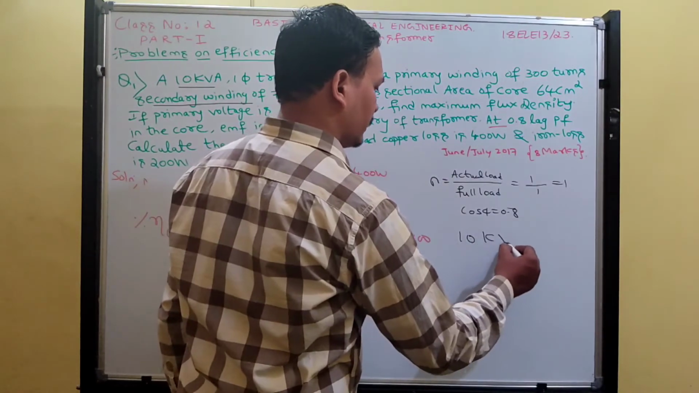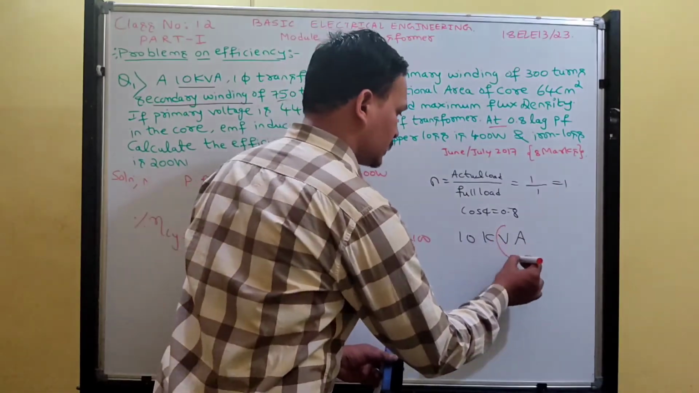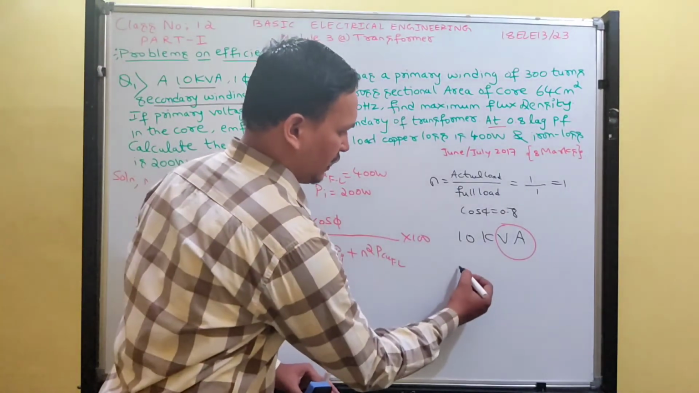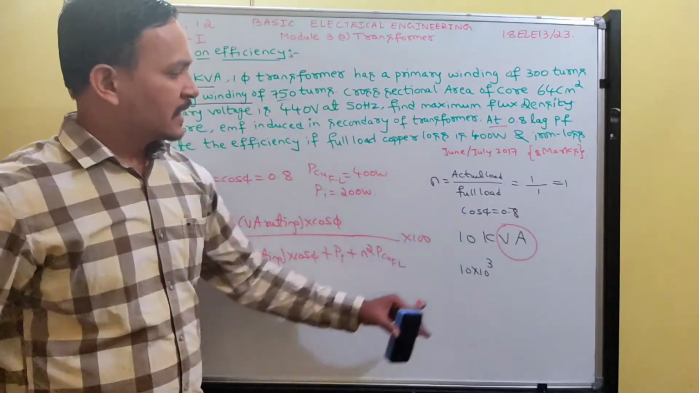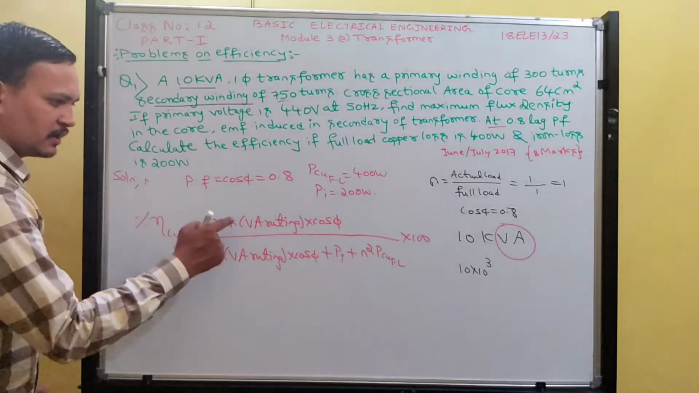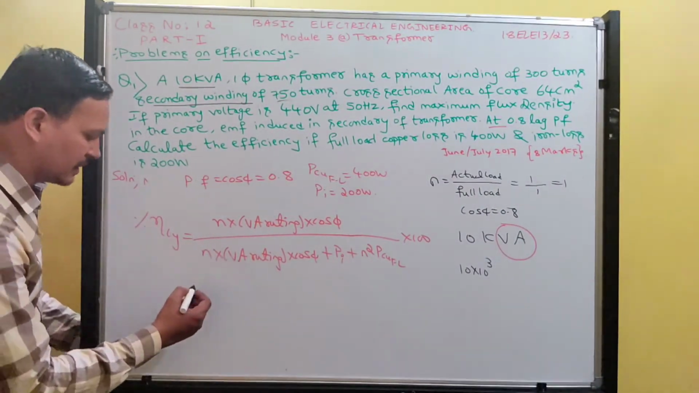10 kVA. Okay, 10 kVA. But this is called VA rating. What is VA rating? 10K. How to write 10K? 10 into 10 power 3. K can be written as 10 power 3. Now substitute that data here. That's it. And use the calculator, find the efficiency.